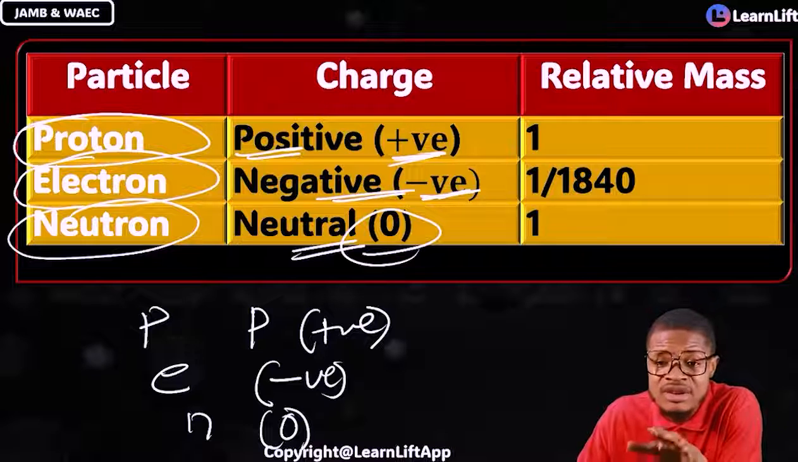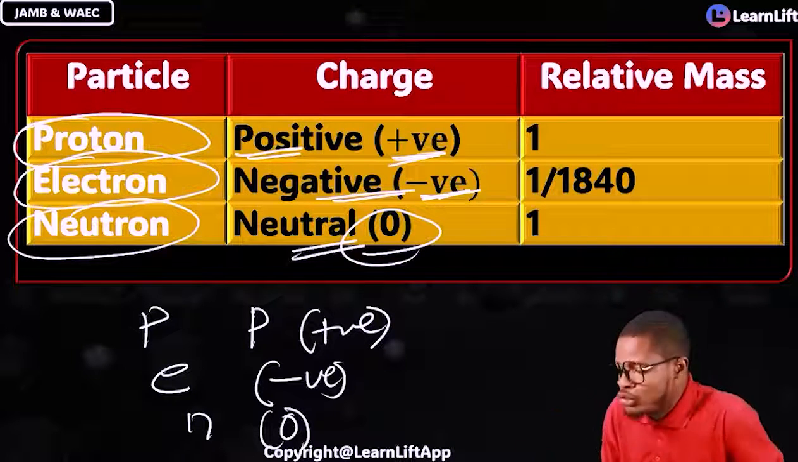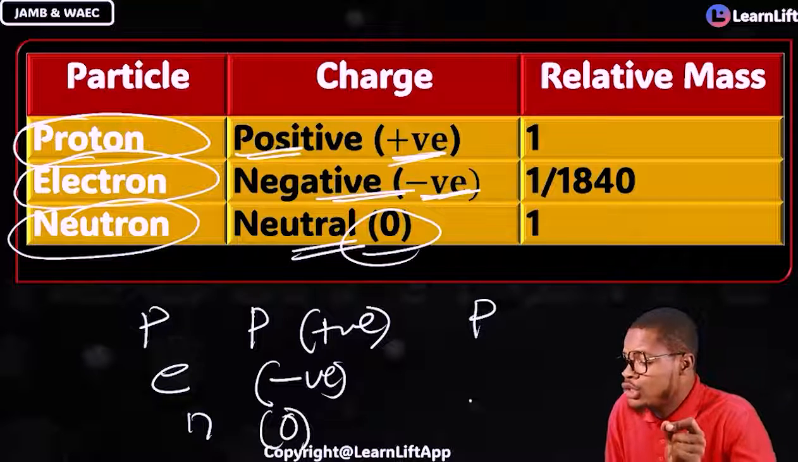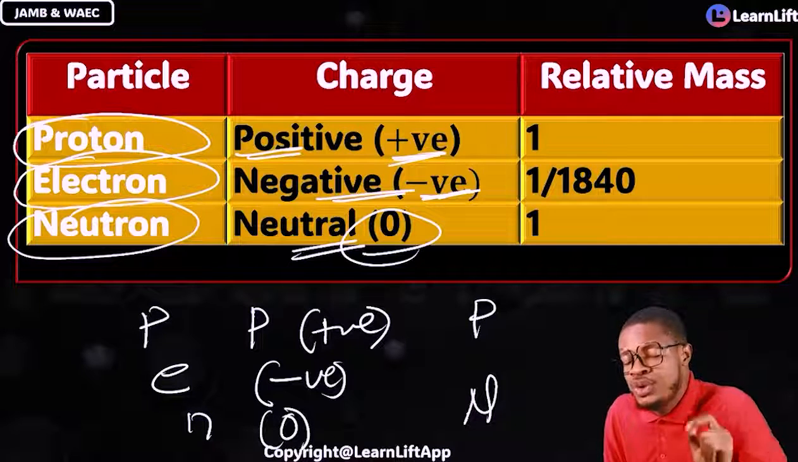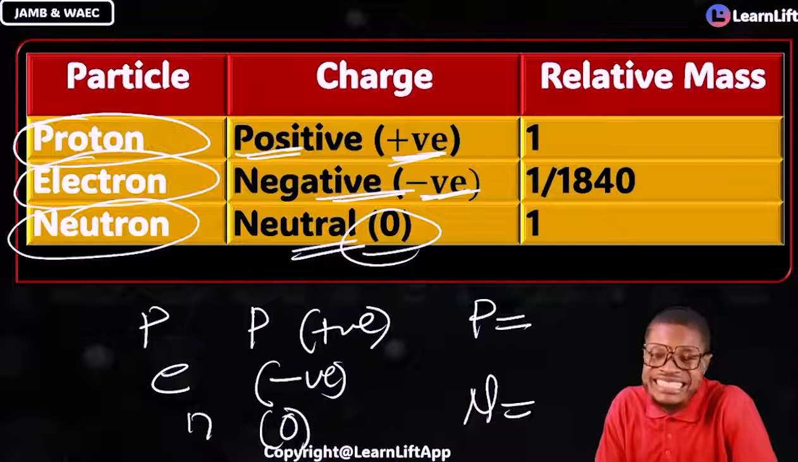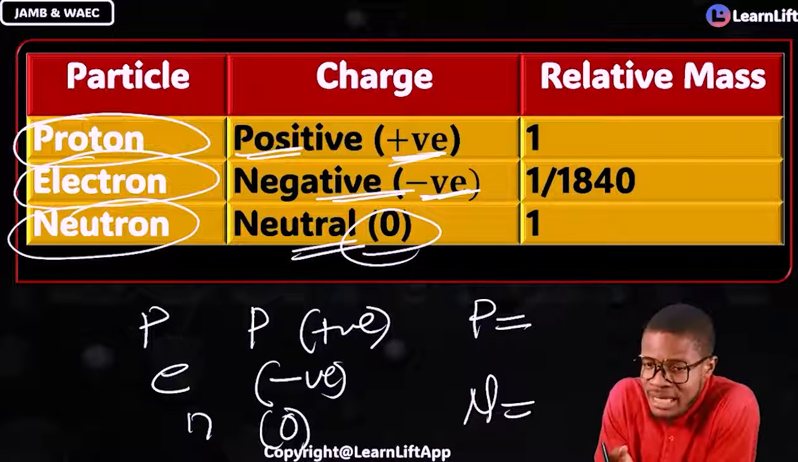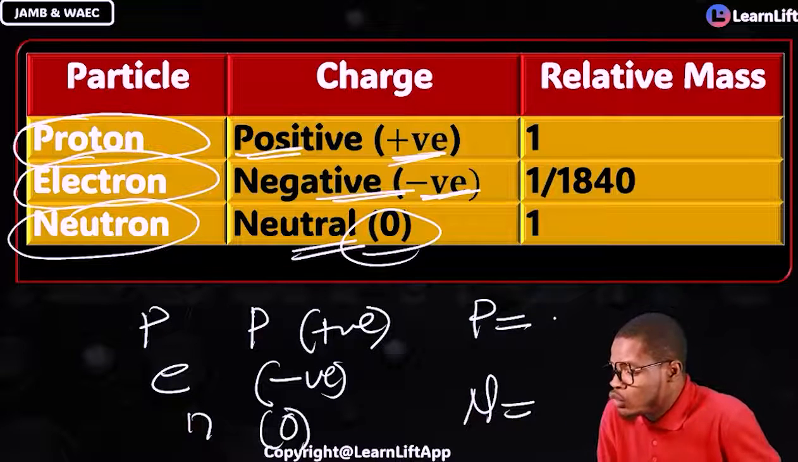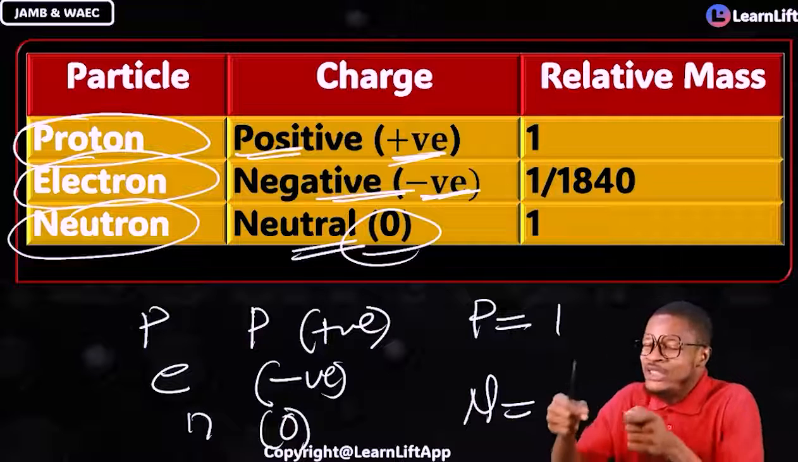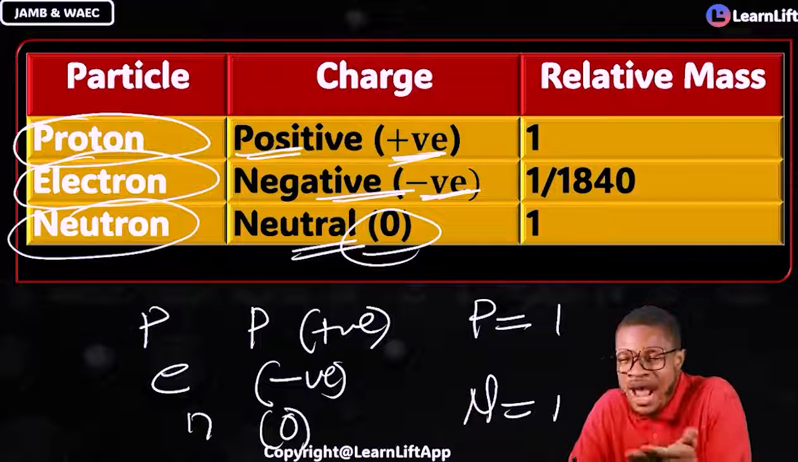That's the most important area now. Regarding the relative mass of your protons, electrons, and neutrons, please flow with me. Your protons are in the nucleus. Neutrons are also in the nucleus, right? Protons and neutrons, their mass is almost the same. That's why we approximate them to give us what? 1, 1. Their respective masses are 1, 1.